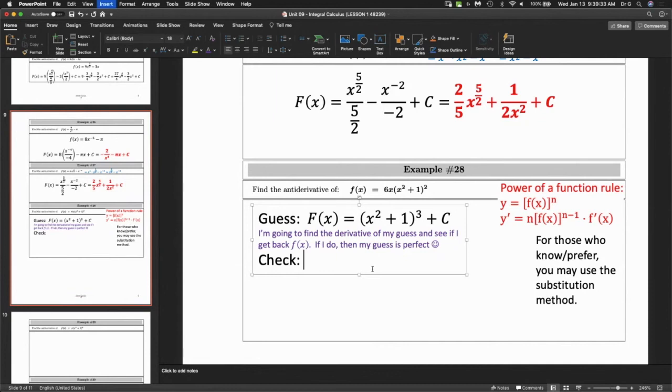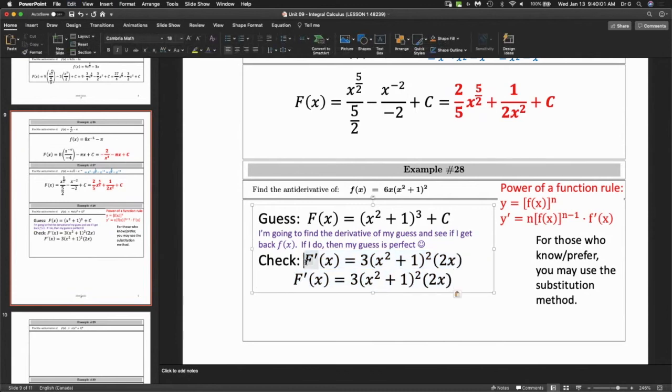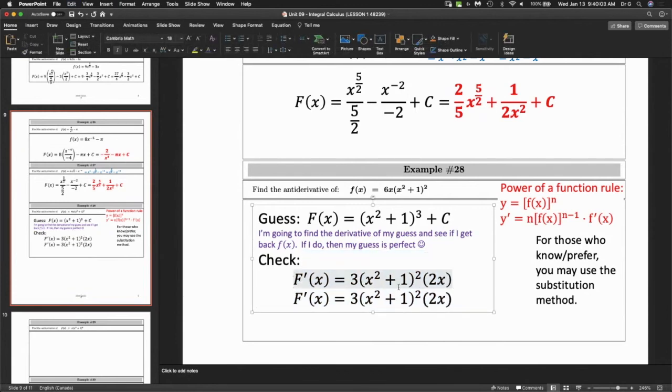I'm going to take the derivative of my guess, using the rule here on the right in red. See this rule here? I'm going to do the rule that I started you off with in class. So that's 3x squared plus 1 squared. And then I take the derivative of the inside of the bracket. Basically, I'm doing this thing over here. And that's 2x. And what do you get?